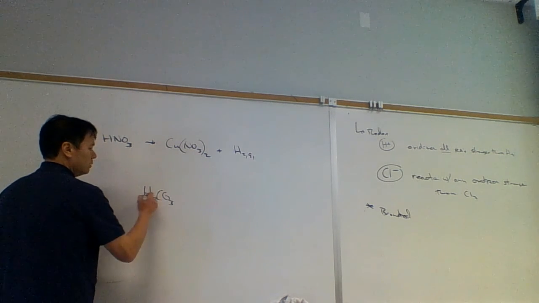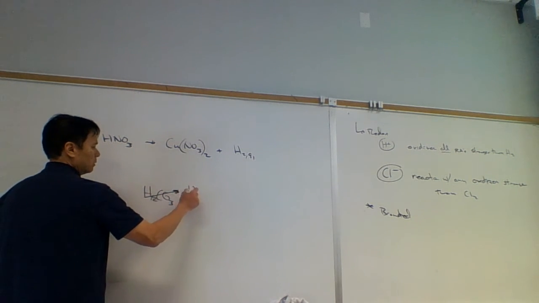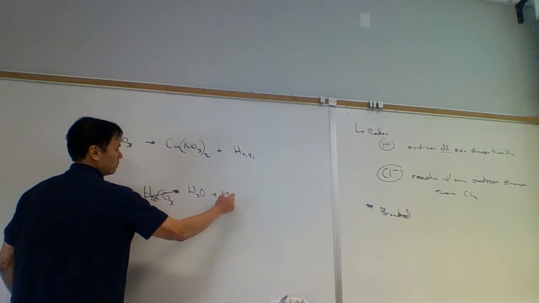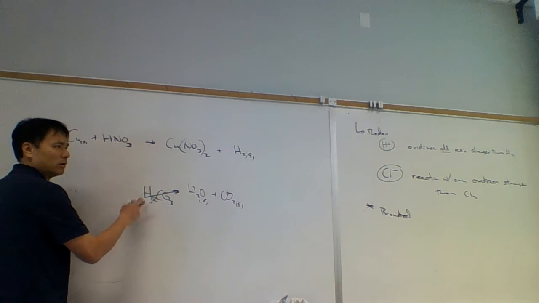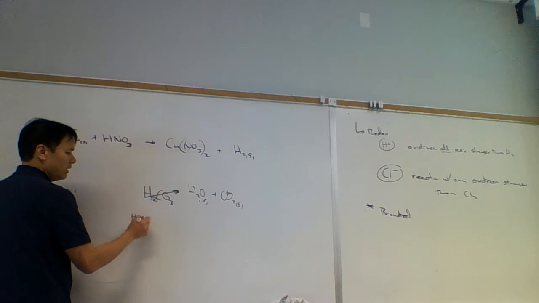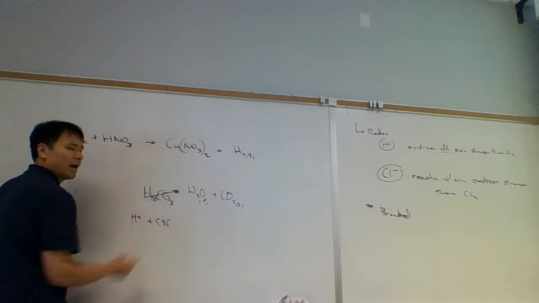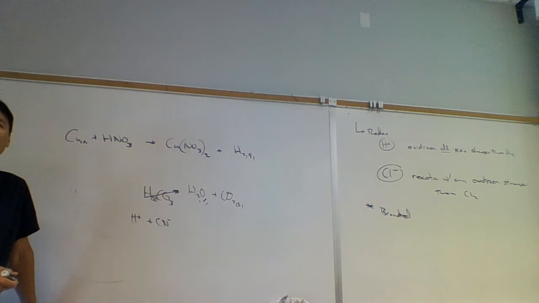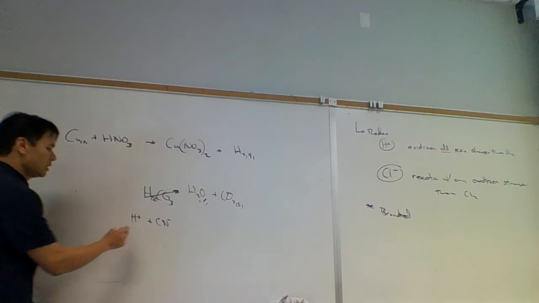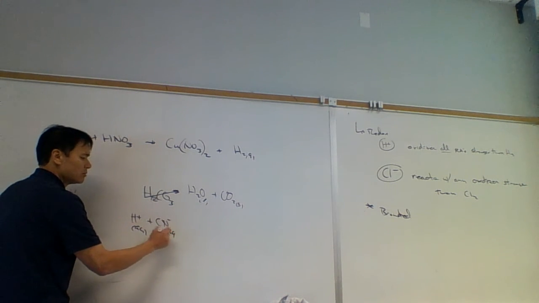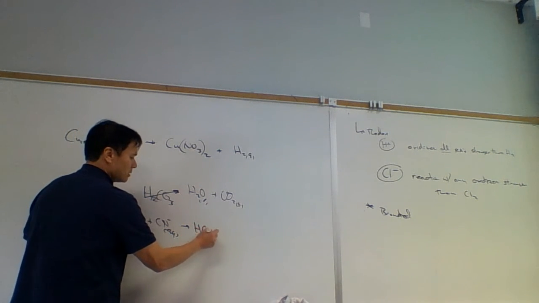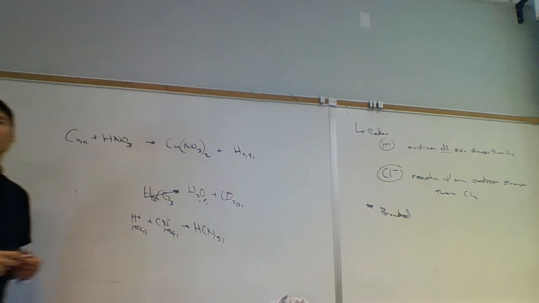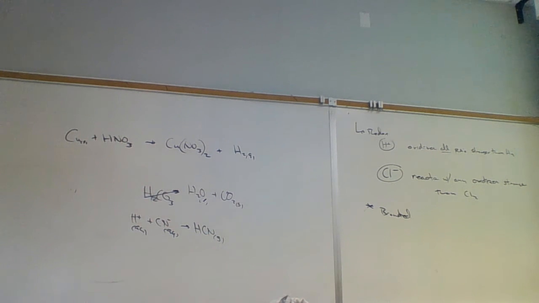H2CO3 decomposes into H2O and CO2. This is the main one that you need to know. There are some others, like, for example, if you have H plus and cyanide, that's a bad combination, because these two ions, H plus aqueous and cyanide aqueous, will form hydrogen cyanide gas. Hydrogen cyanide gas is very toxic.